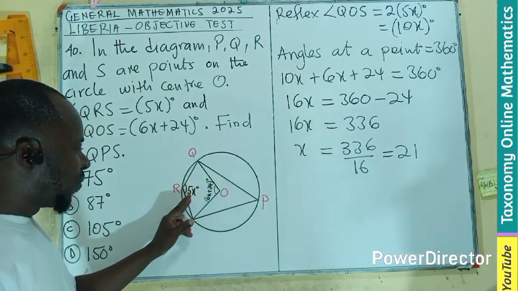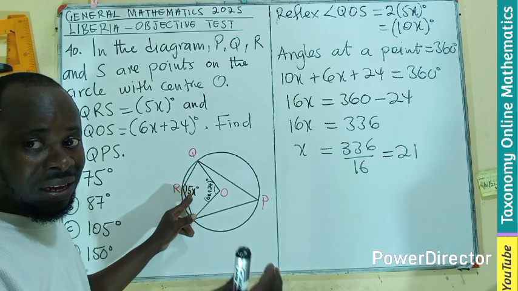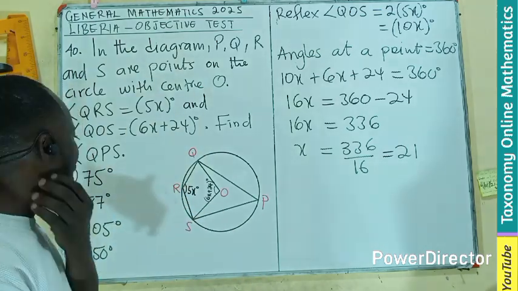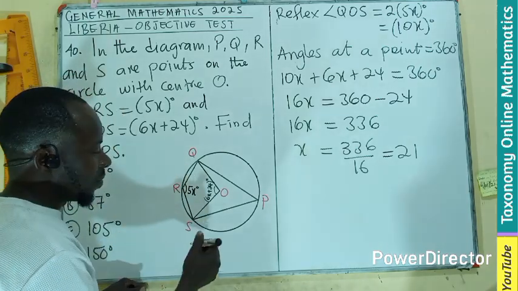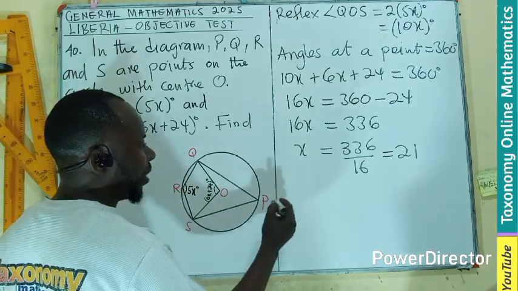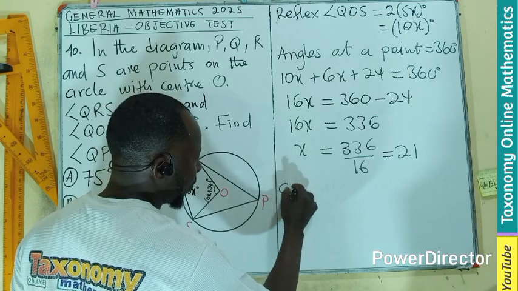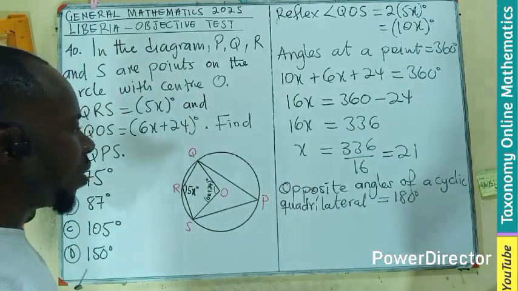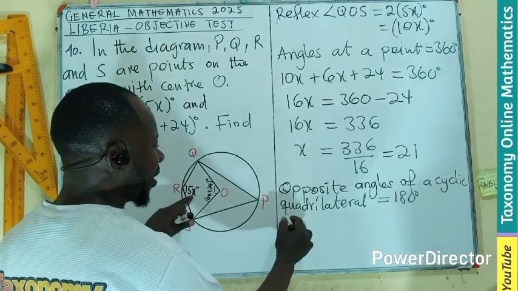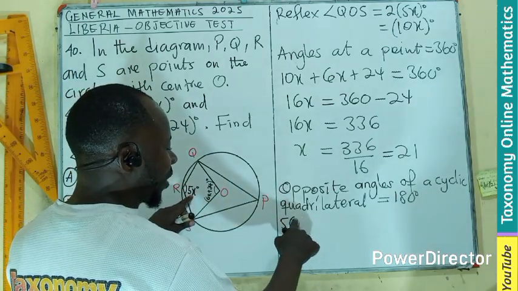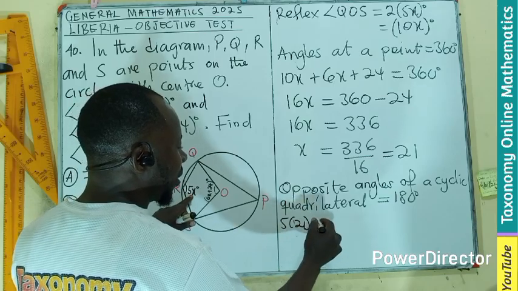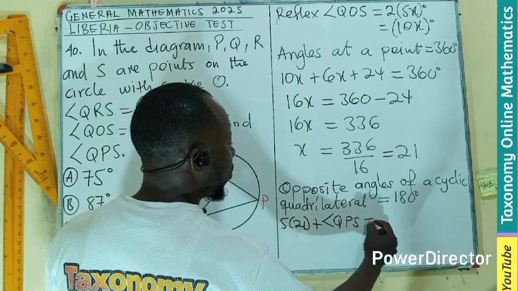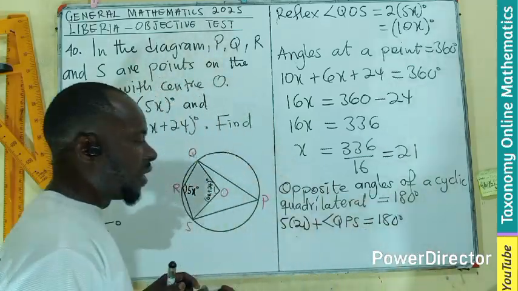That angle plus the 5x will be giving us 180. They are supplementary. It is the opposite angle of a cyclic quadrilateral. So if the opposite angles of a cyclic quadrilateral add up to 180, then it means that the 5x, which is now going to be 21 times 5, plus the angle I am asked to find, the QPS, will give you 180 degrees.